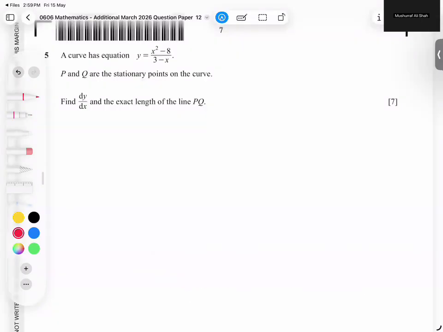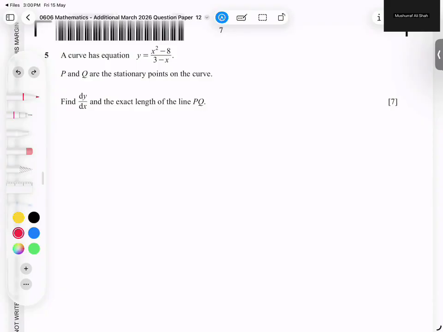Question number 5, students, we now have the curve equation, and it has stationary points. Find the exact length of PQ. P and Q are stationary points, so we have to find PQ, and when we get the P and Q coordinates, then we apply the distance formula, because he said to find the exact length. So let's see how we can do it.